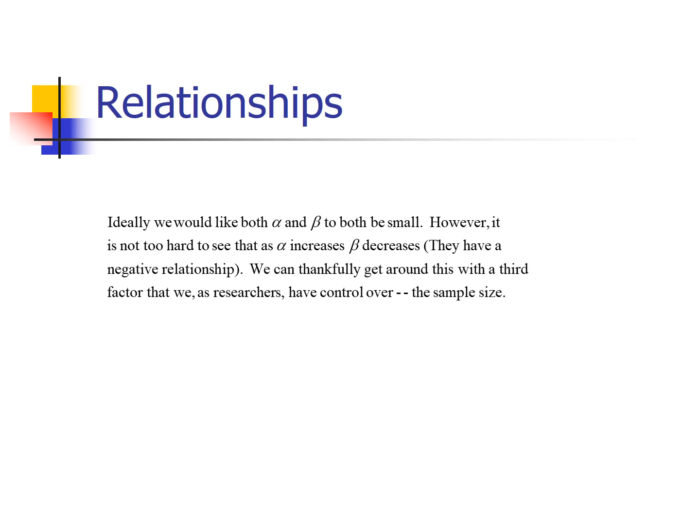Which is what I'm trying to say. When your alpha is large, your beta is small. Which is unfortunate because we want both of them to be small. But by making one small, the other one correspondingly goes up. Thankfully, we can get around that, because there's a third factor that comes into play, one that we as researchers have some control over, and that's the size of our sample.